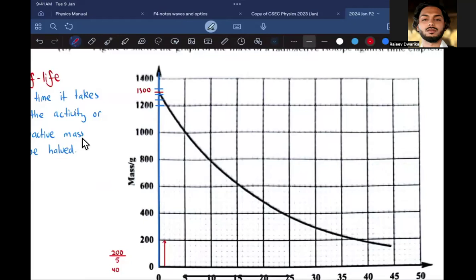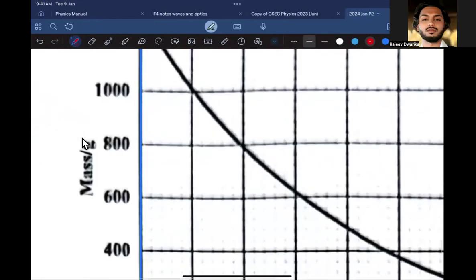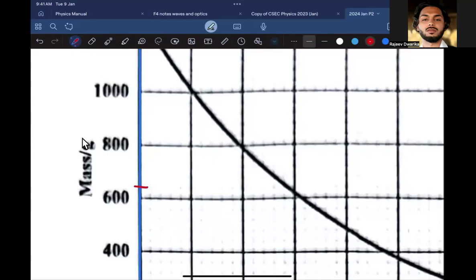So what's half of 1,300? Say again, you got that? So half-life, we're trying to figure out how much time it would take for 1,300 to become halved. So we need to halve 1,300. Half of 1,300 is 650. Okay, so we're going to go over to our axes. Where exactly would 650 be? This could be 640, so 650 might be somewhere here.